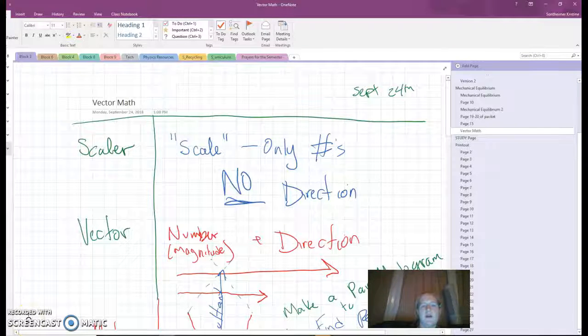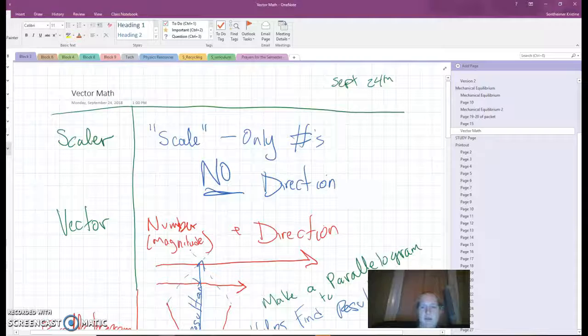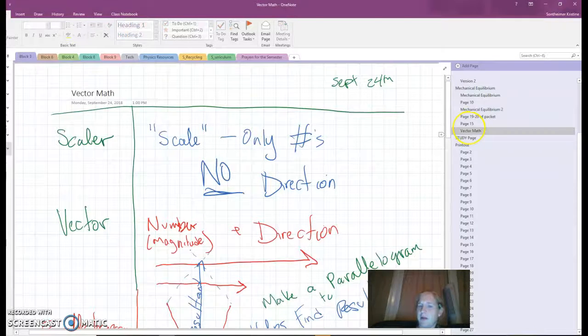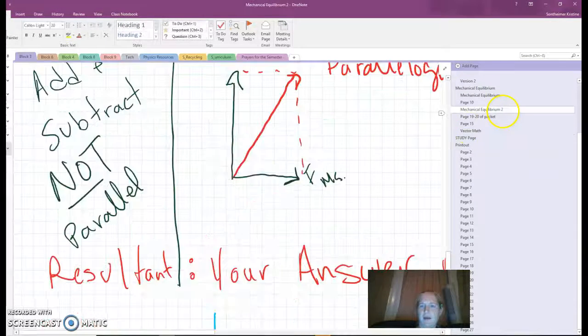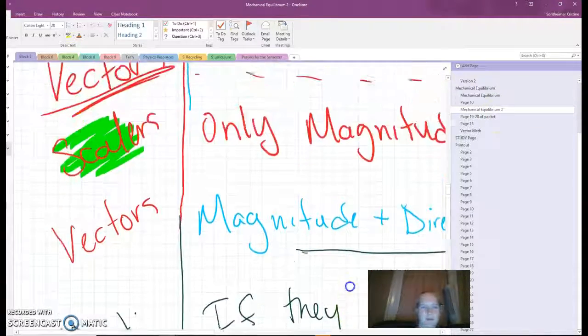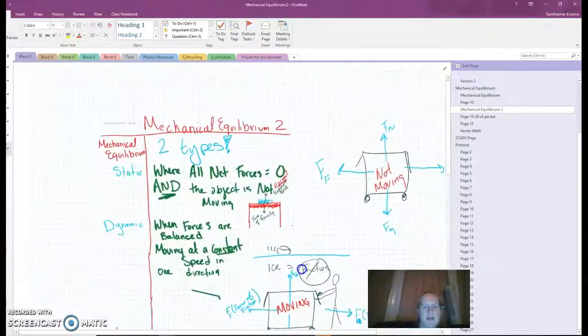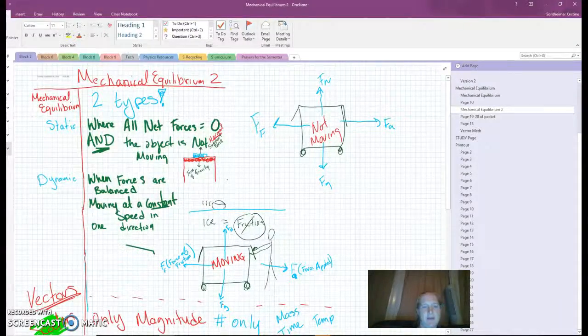We're going through some of the stuff that you missed. Here we did vector math notes, which was a little repetitive, but I don't think you were here for either of these. So we did mechanical equilibrium notes, which I think you were here for, where we just kind of reviewed the second part of mechanical equilibrium.